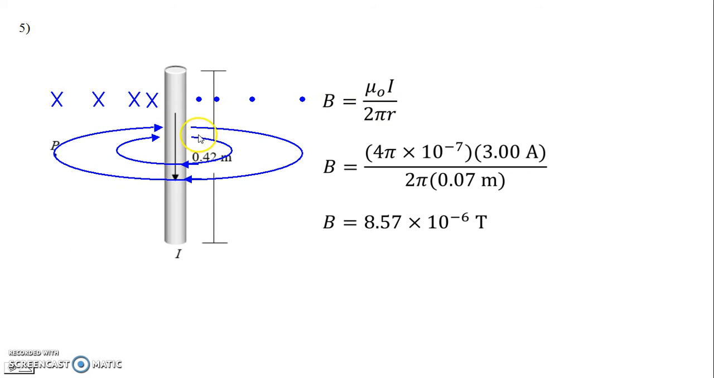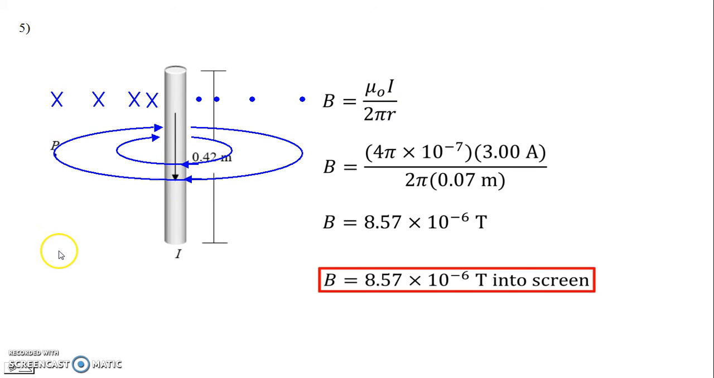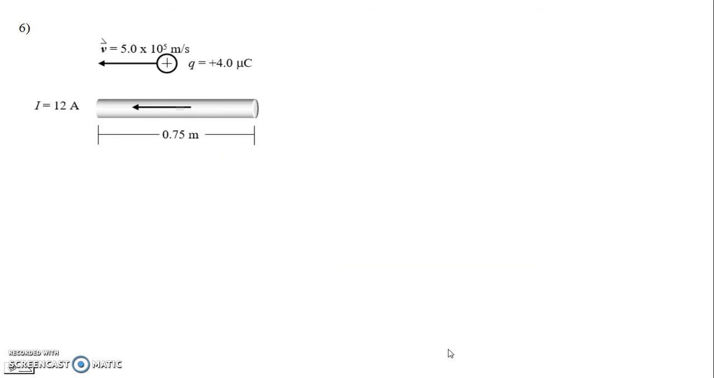Either way you do it, you can visualize this field line going into the paper there, or X going into the paper there. We know that the magnetic field is pointing into the screen or into the paper, or you can write the X there. Any way you express it, that's the direction of the magnetic field. Alright, let's go ahead to problem 6.